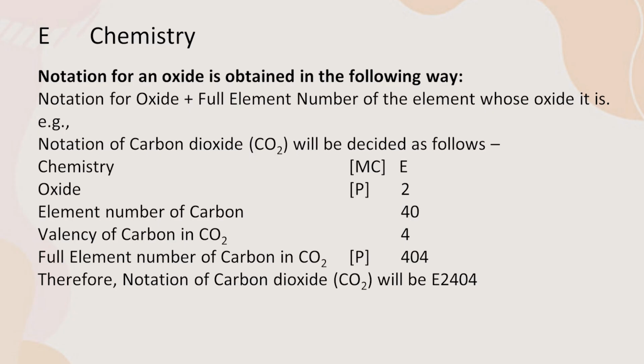The notation of carbon dioxide will thus be E2404. That is, capital E is chemistry, then 2 is the oxide, and it is the oxide of carbon, and the full element number of carbon in carbon dioxide is 404. Therefore, the notation for carbon dioxide, that is the oxide of carbon, will be capital E 2404.